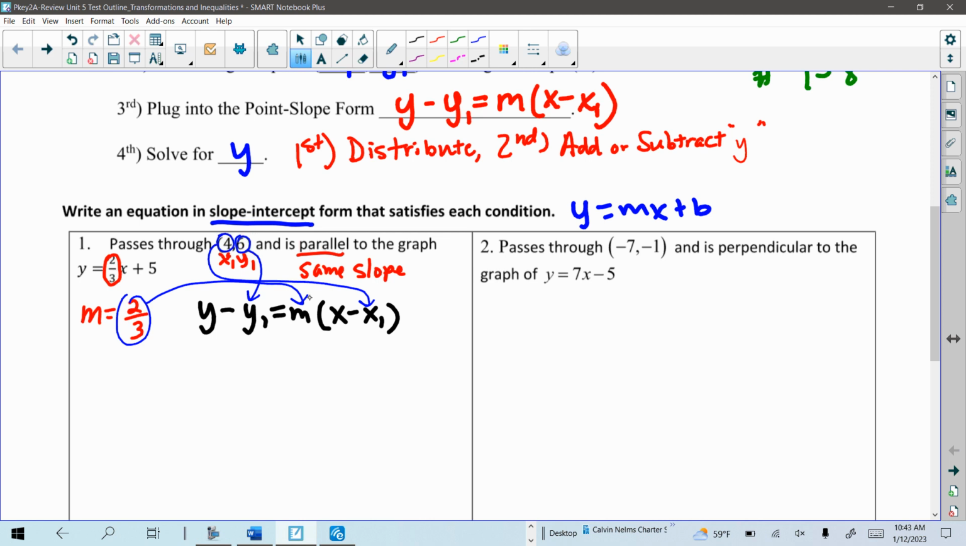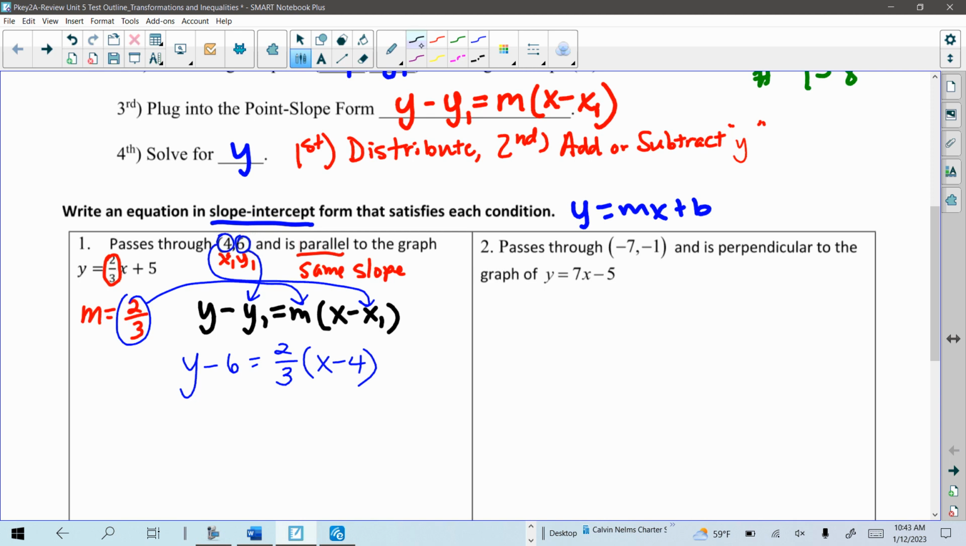Did anyone write the equation in point slope form? Very good. y minus 6 equals 2/3 parentheses x minus 4. Okay, so that's the first thing I'm going to check. Then step 4 says to solve for y, because you want it in slope-intercept form. So how are we going to solve for y?